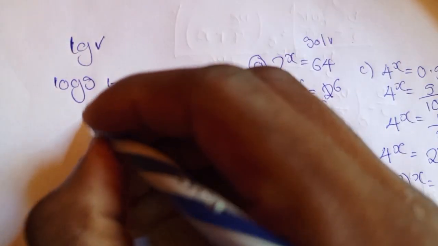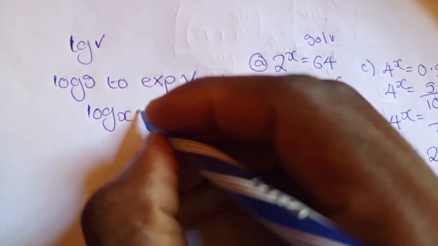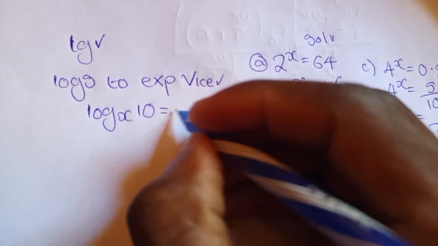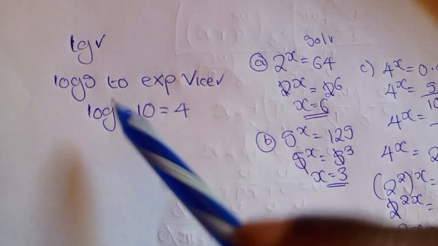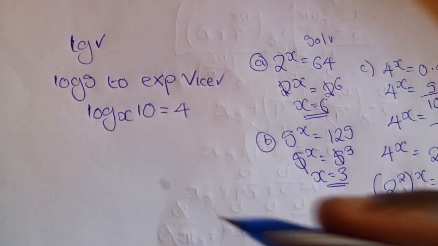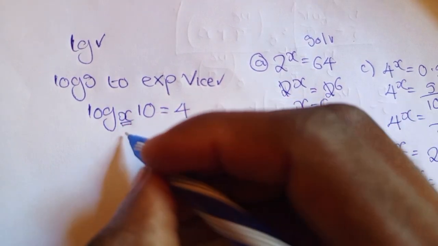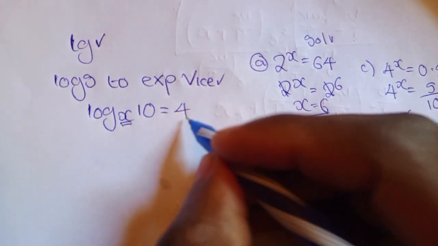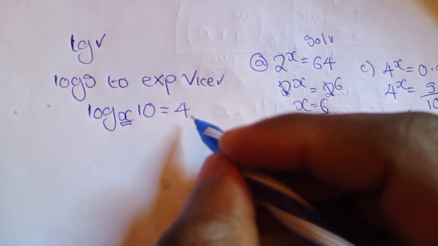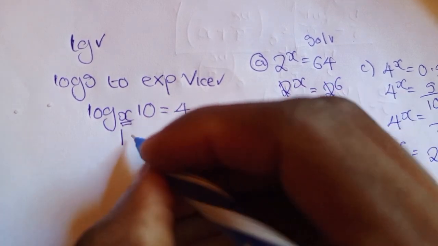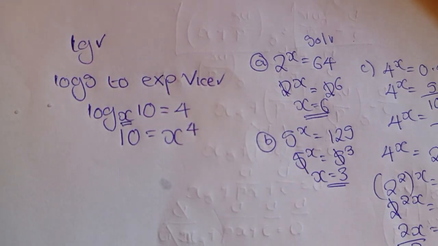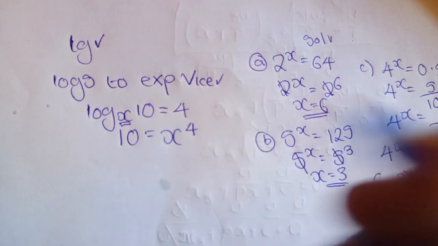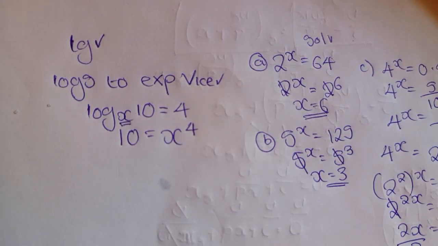We know that log base 10 of x is equal to 4. If we were to change this logarithm to exponential, the base of the log becomes the base of the number, and this number here becomes the exponent. So we have 10 to the power 4 equal to x. This is what we have, so we have converted from log to exponential.